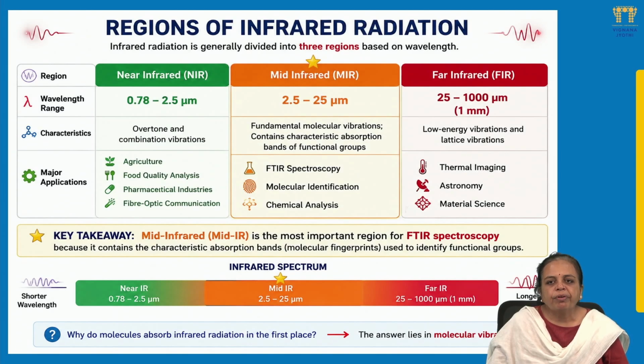Then comes the far infrared spectroscopy. It has lower energy vibrations, and generally it comes from lattice or crystal type structures or crystal metal parts. These can be found from far infrared spectroscopy.